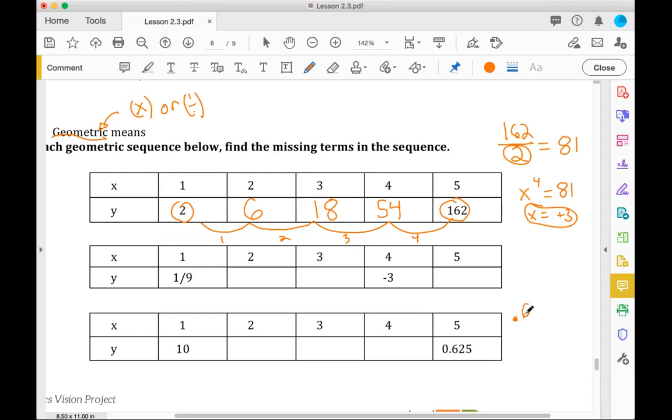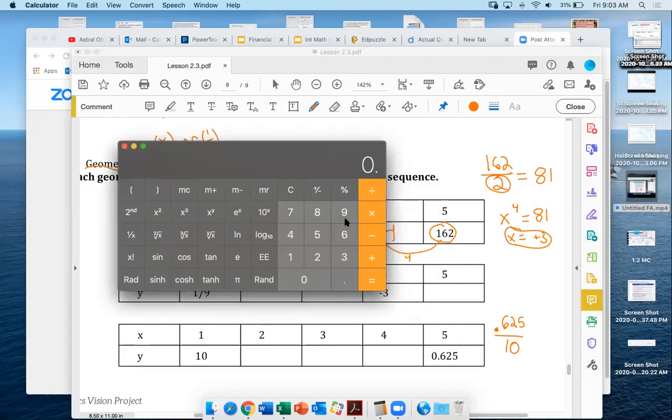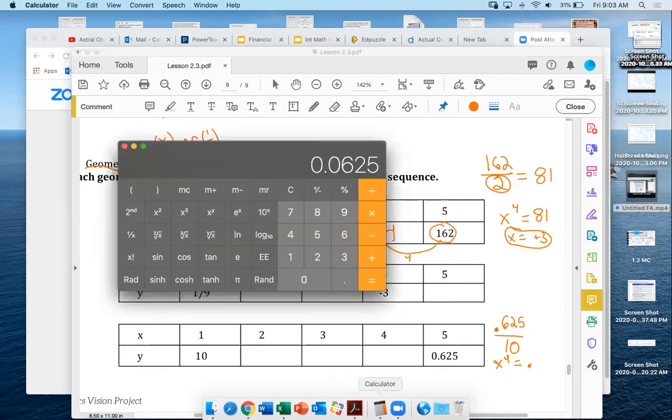So I'm taking the final value. I know that if I divide it by 10, this number is going to be pretty ugly, but it's nothing I can't handle. If you use a calculator for this, we got 0.625 dividing by 10, which is saying that there's some number that when multiplied by itself 4 times gets us, what was the number again? 0.0625.